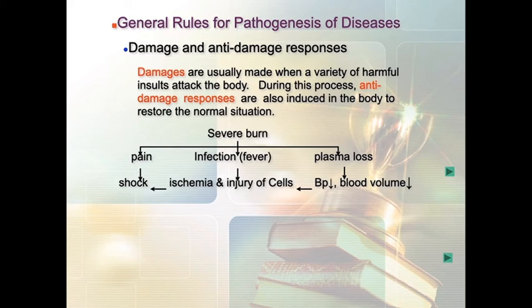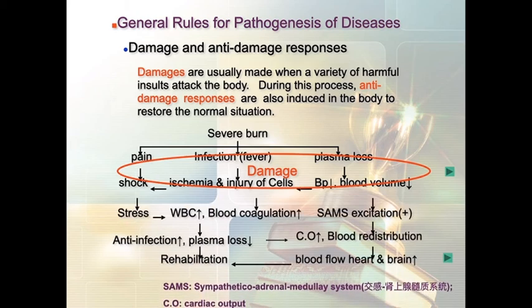Here is an example: a severe burn will cause pain, infection, and plasma loss. And pain will induce shock. Infection will induce ischemia, injury of cells. And the plasma loss will cause the blood pressure to drop and blood volume to decrease. They're all damages. And further on, we'll have stress, WBC increase, white blood cell counts, blood coagulation, and SAMS excitation.